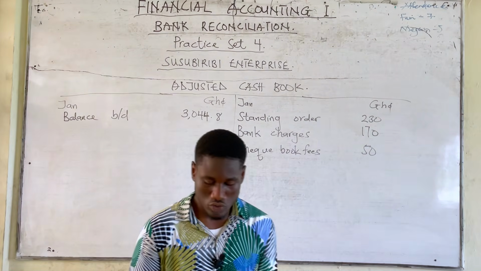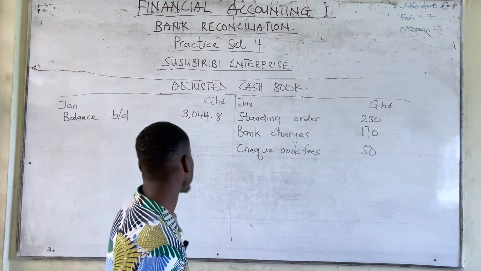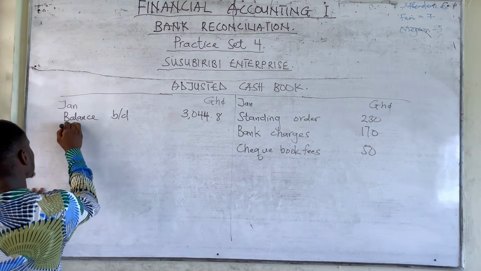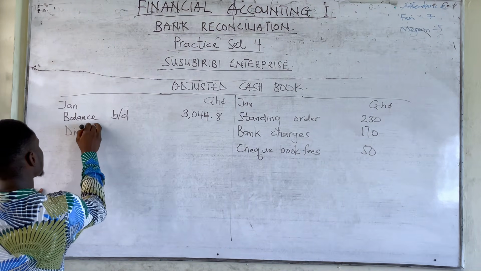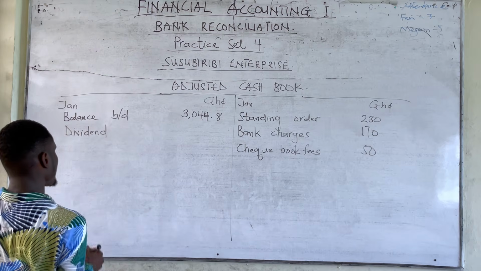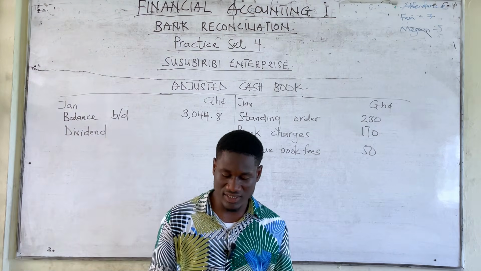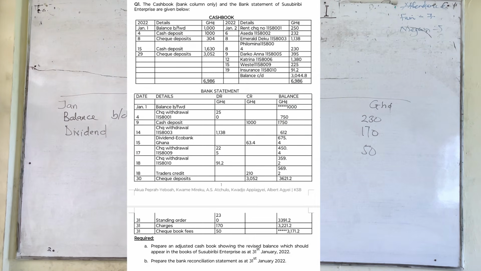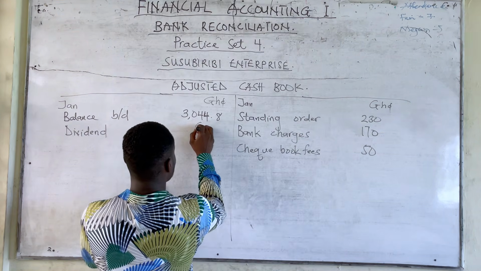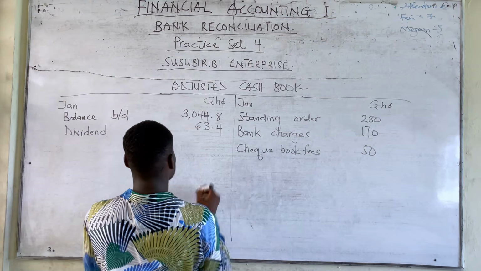Do you get it? Good. So with the bank statement, we have dividend not recorded in the cash book. So we are going to correct it by recording it in the adjusted cash book. So the dividend was 63.4. Good.